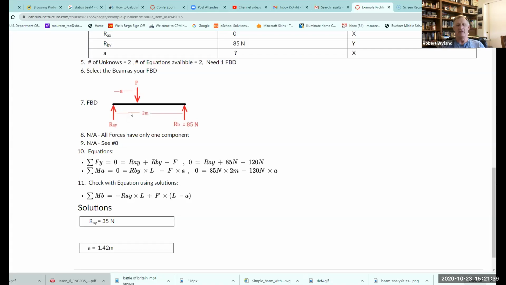And then if you look at F, it's F times this lever arm A, and it's going to be a negative moment from the right-hand rule. And those two things sum together need to equal 0. From that equation, I can solve for A directly, and it should be 1.42 meters. Now, like I said, you didn't even need to solve this upper one here. You could have saved yourself some time and not solved that at all because we weren't looking for the reaction RAY, just A.